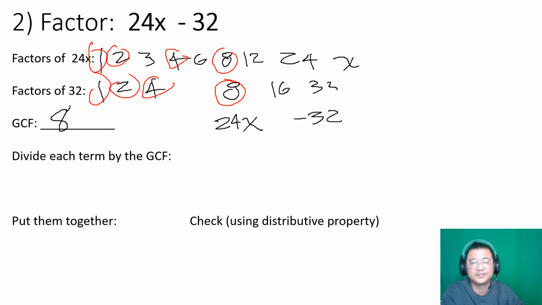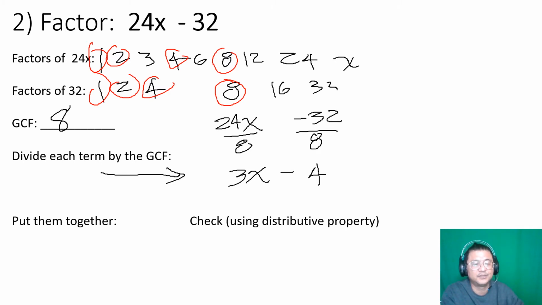Okay, negative 32 divided by 8, and 24 divided by 8 is a 3. Bring down the x. How about 32 divided by 8? That is a 4. And since that's negative, I write it down. So after dividing, I got that answer. I bring down my GCF of 8. My parenthesis would be 3x minus 4.